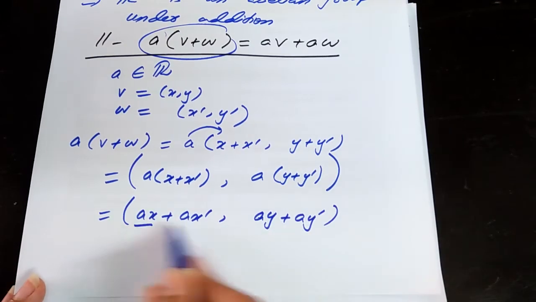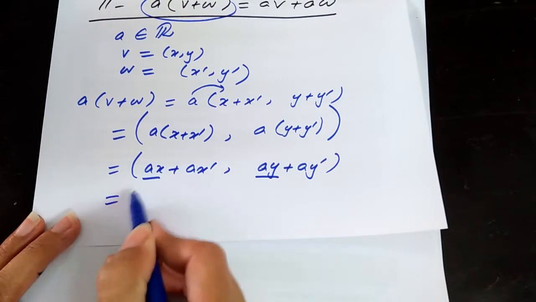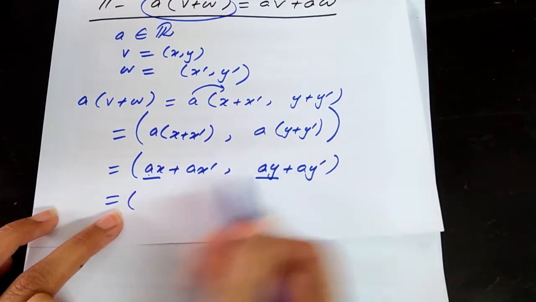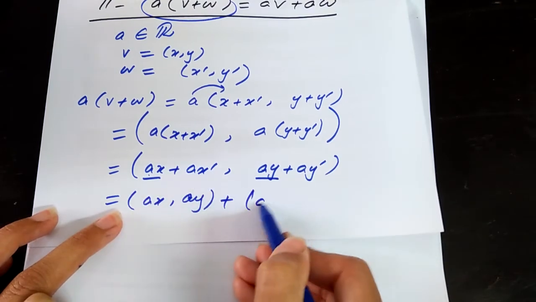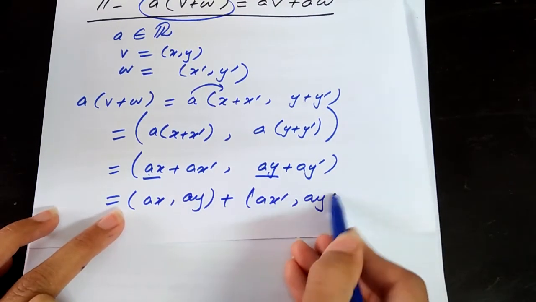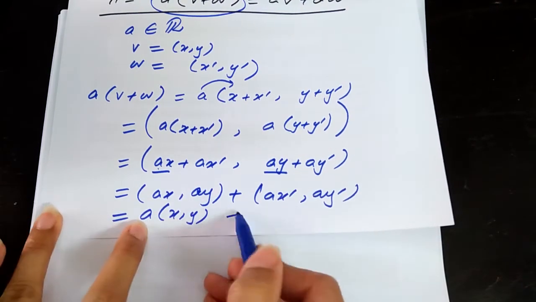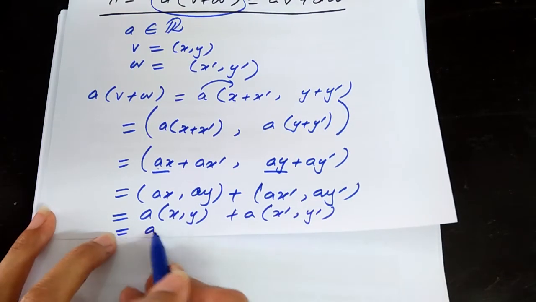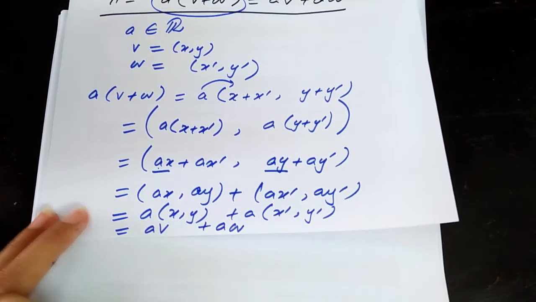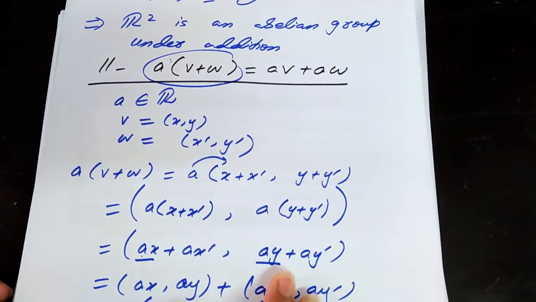Now, since it is adding the terms, you can separate the terms. How can you separate them? (ax, ay) plus (ax prime, ay prime). Now you see what it is? A times (x, y) plus a times (x prime, y prime). And what is it? It is av plus aw. So if you observe, your second property is also satisfied here.